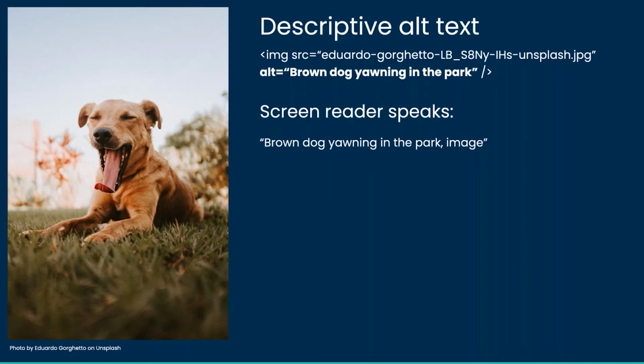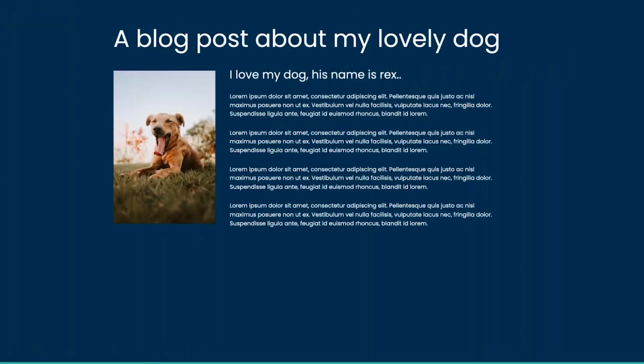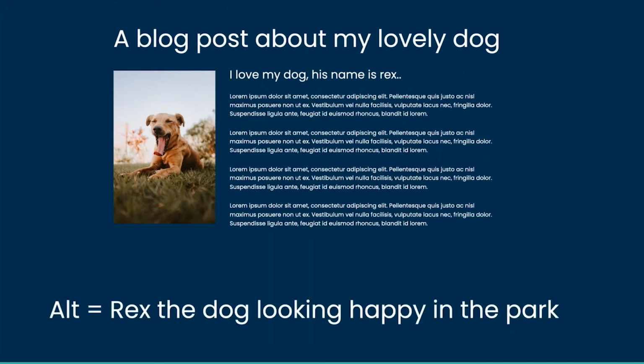So we've got those images there. We've got different ways of doing alt text. Let's have a look at them in different contexts. So let's say you've got a blog post about your lovely dog. And it's a personal blog post about your lovely dog named Rex. So you may have some sort of alt text like Rex the dog looking happy in the park, yawning in the park, that sort of thing.